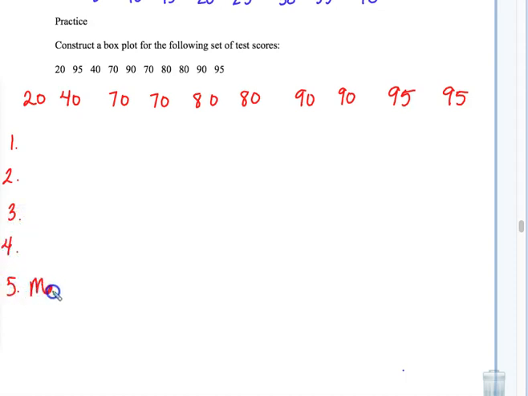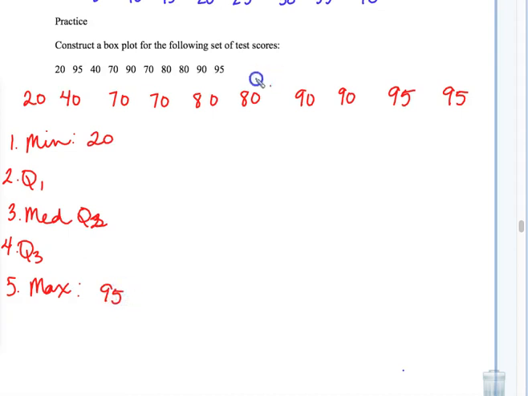So I have my min, Q1, my median, Q3, and my max. My min is obviously 20. My max is obviously 95. When I look to the middle, I can count in. I have 2 middles in this case. When you have 2 middles, you add and divide by 2, but that one's pretty straightforward. That's 80.